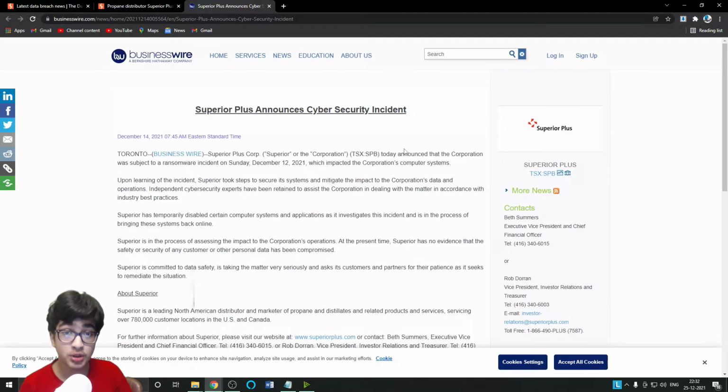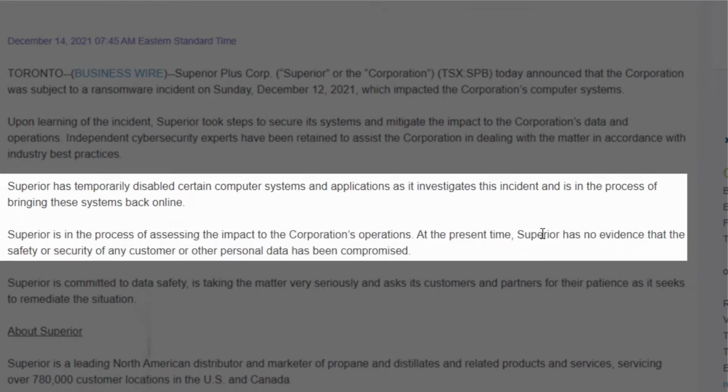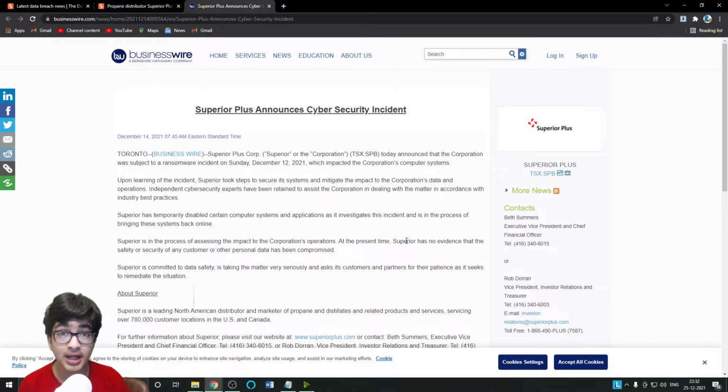The propane distributor Superior Plus doesn't have too much of a major data breach. There was a ransom attack in which they disabled certain computer systems, but they have no evidence that the safety or security of any customer or any other personal data has been compromised. You can contact them for further details as this investigation grows.